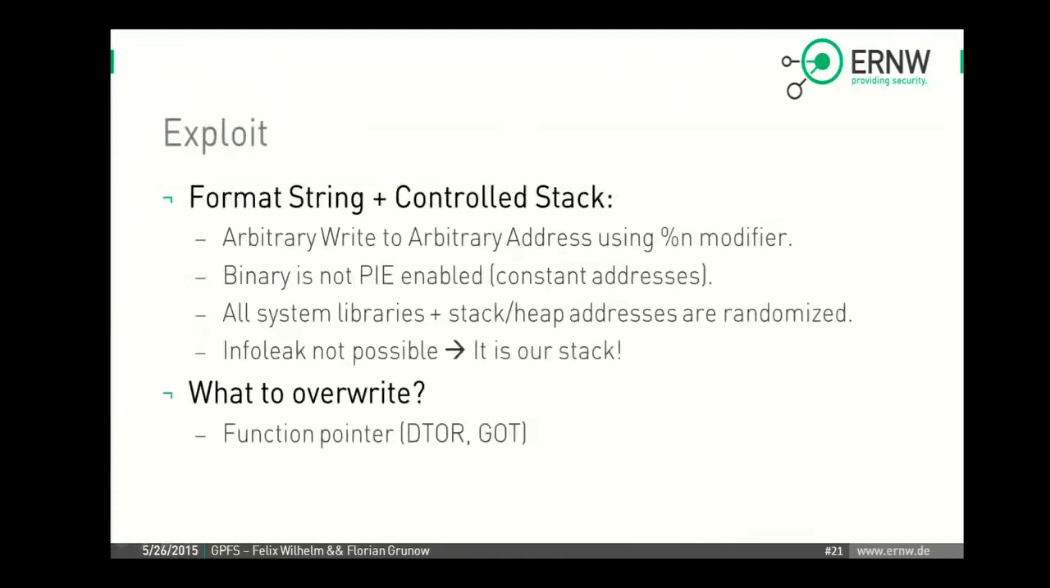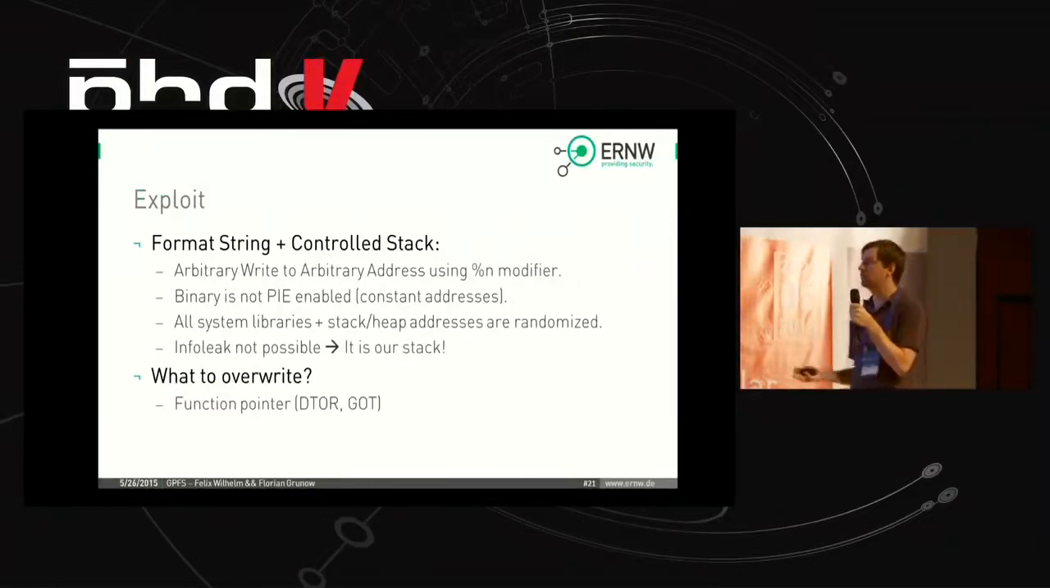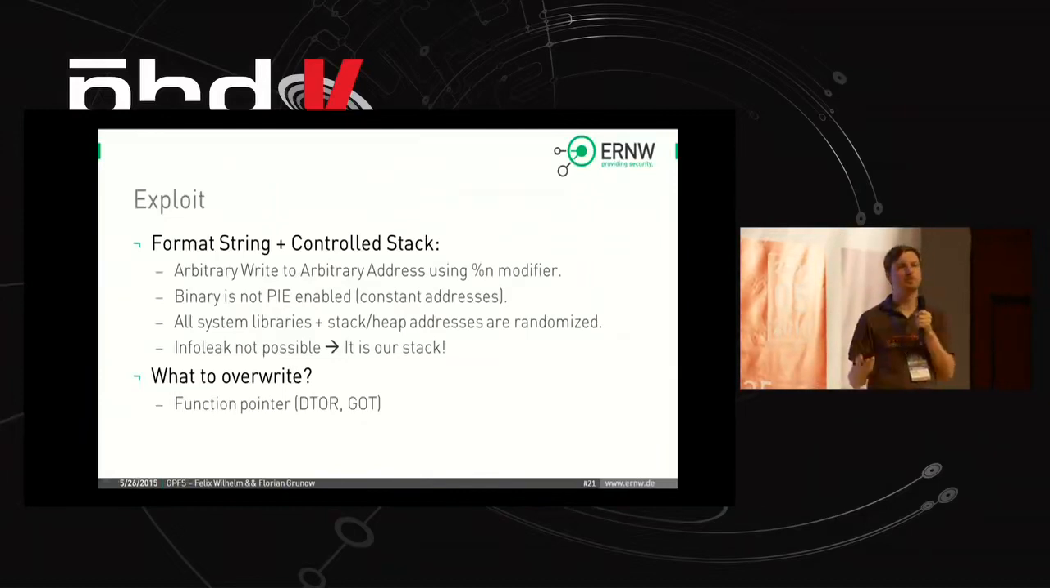So we have an arbitrary write by using the %n modifier. This is how we tried to achieve code execution. We have this format string and control over the stack. We have an arbitrary write. The binary is not PIE enabled, so we have constant addresses, which is quite good. Although the system libraries, stack and heap addresses are randomized, we are encountering the problem that we cannot do an information leak. Normally when you have a format string vulnerability, you can leak stuff from the stack and see if there are some interesting pointers, and if these pointers are there, then you can calculate your offsets and try to get your exploit working.